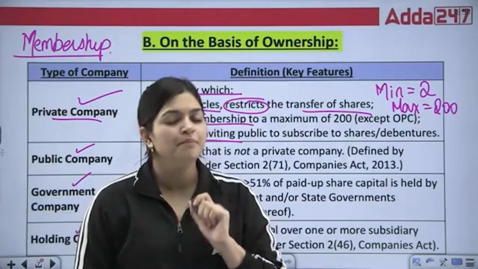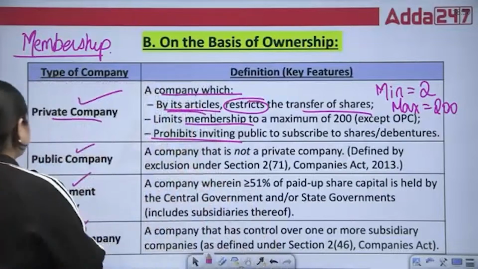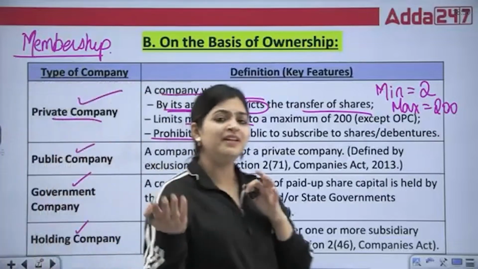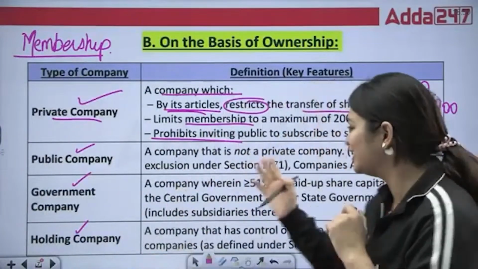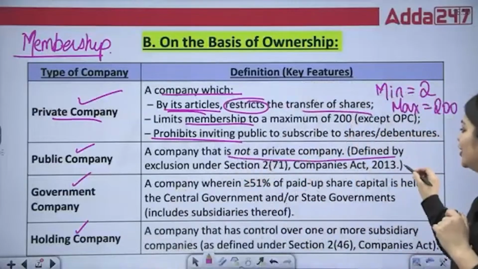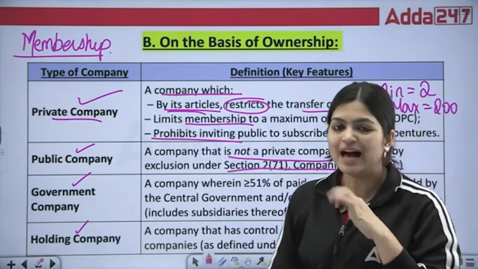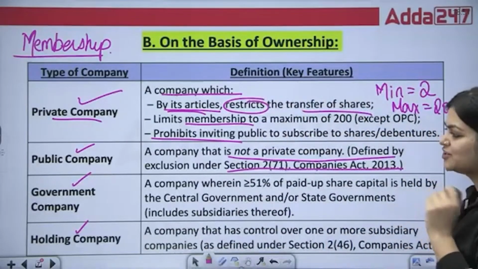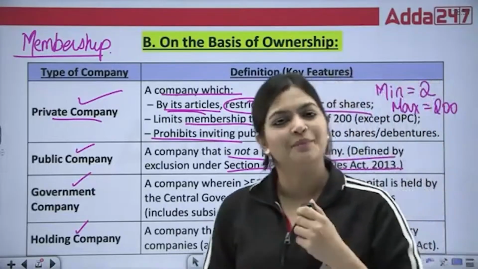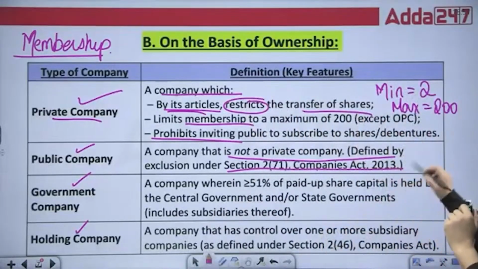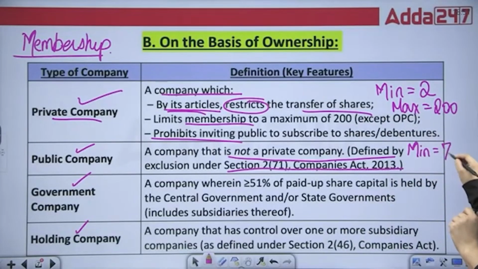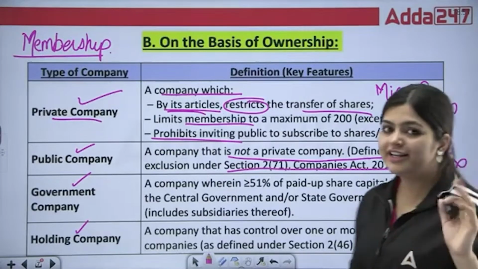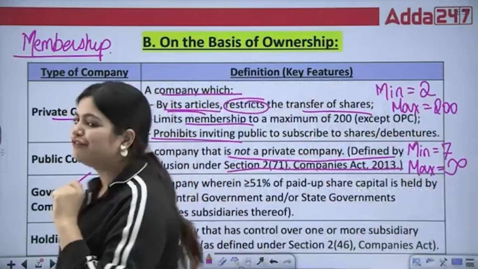We have talked about membership also. Now, next is your public company. Public means which is not a private company. Very simple. Yes, that is the definition given in your Companies Act 2013. I am not saying that definition, that is given in your law. Yes, any company which is not a private company, that is a public company. Now, if we talk about membership, there is a minimum requirement of 7 and maximum unlimited. Maximum unlimited. After that we have government company.